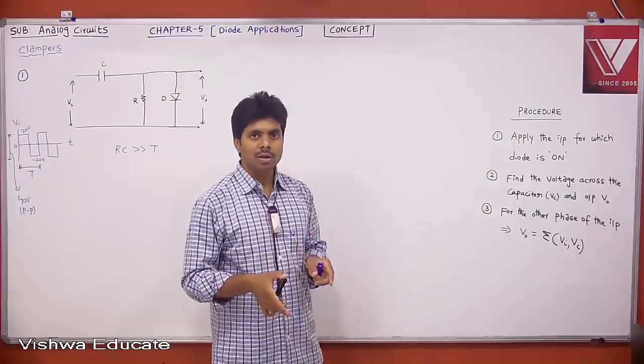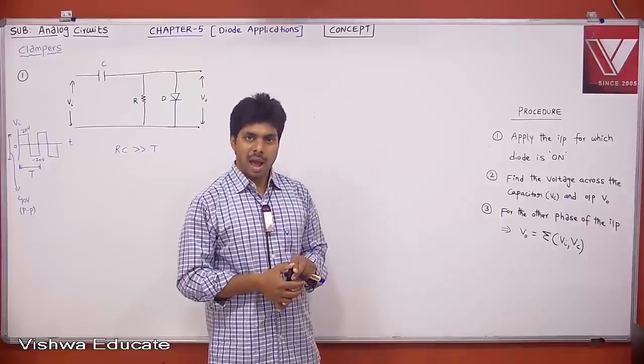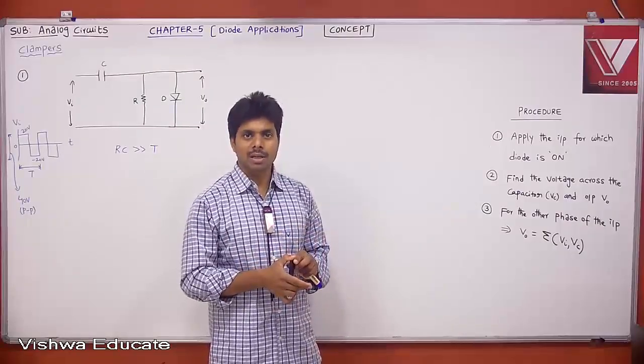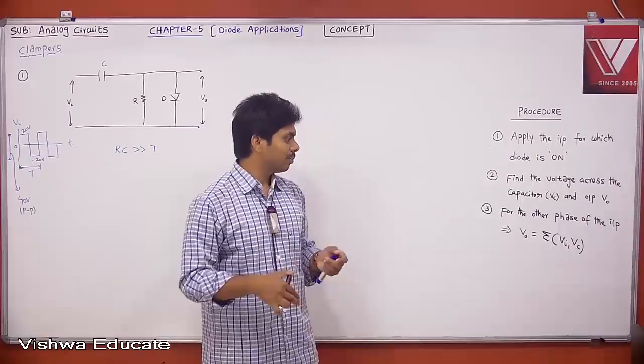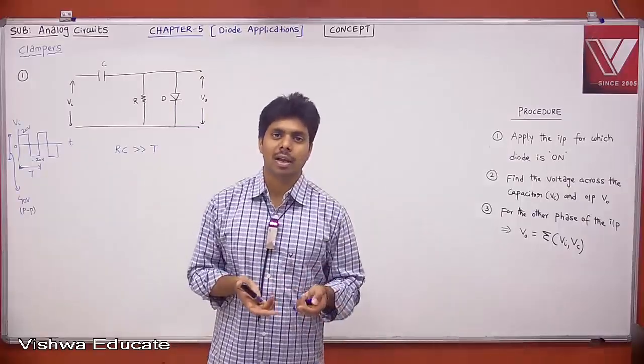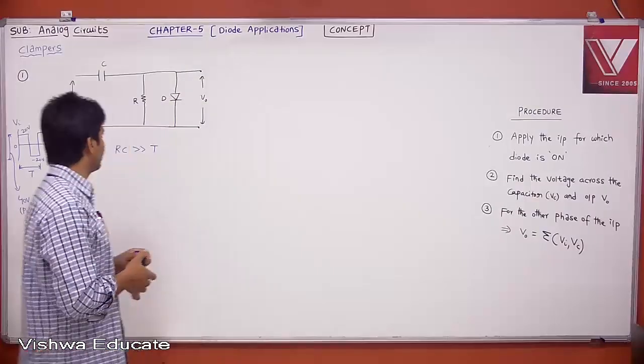Next, once the diode is on, your capacitor will be charged to your input. Find the voltage across the capacitor, and once you know that, similarly find V0. Third, for the other phase of the input, your V0 will be the sum of your Vi and the voltage across the capacitor which is already charged. Okay, let's apply this and see.